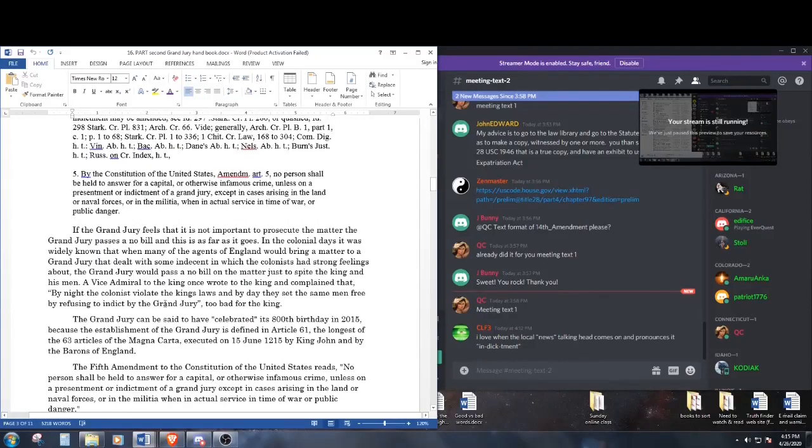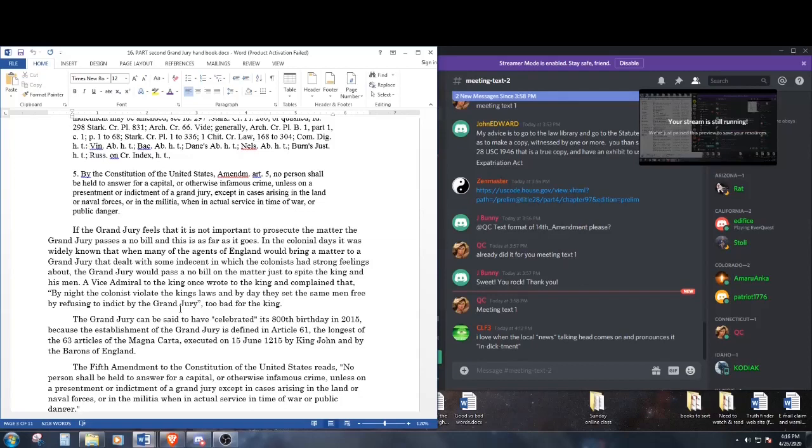So to continue with the grand jury manual, if the grand jury feels that it is not important to prosecute the matter, the grand jury passes a no bill, and that's as far as it goes. In the colonial days, it was widely known that when many of the agents of England would bring a matter to a grand jury that dealt with some incident in which the colonists had strong feelings about, the grand jury would pass a no bill on the matter, just despite the king and his men.